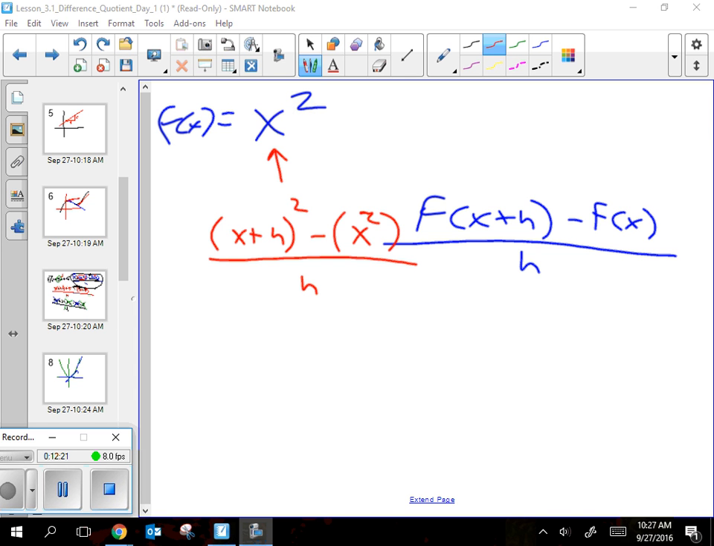Excellent. A common mistake is to say this is just x squared plus h squared. But you didn't do that? Good. What did you say it was? Excellent. Then minus x squared, all over h. And then what?